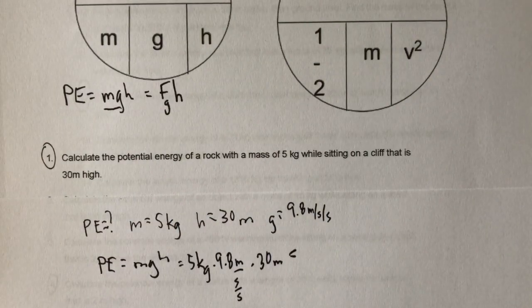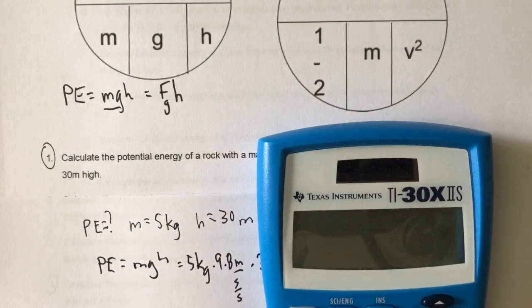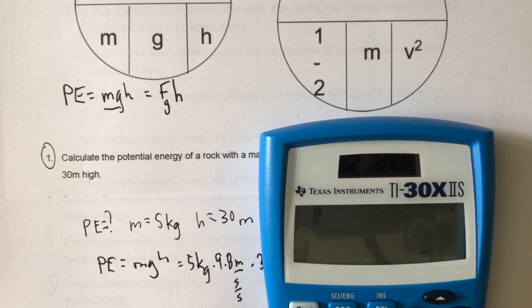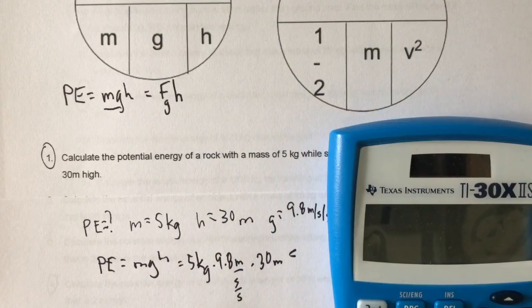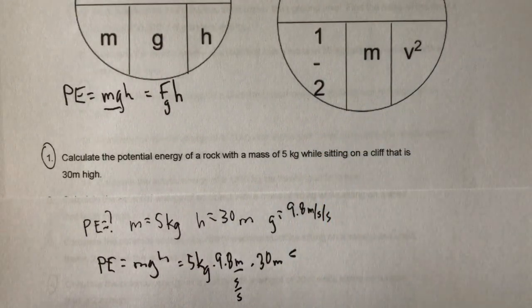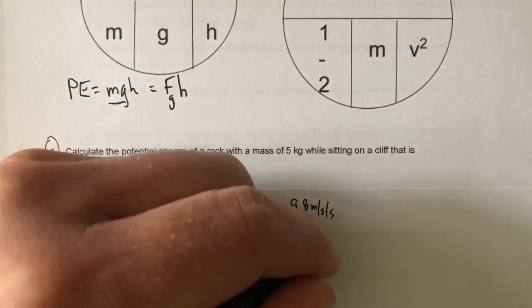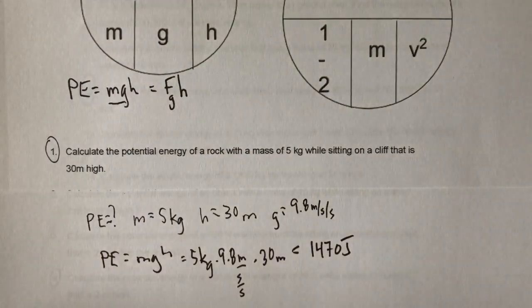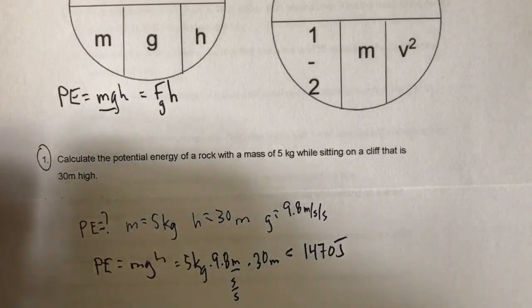All right, and then I grab my calculator. And that's going to be 5 times 9.8 times 30. And that's 1,470 joules. All right, let's move on to number 3.